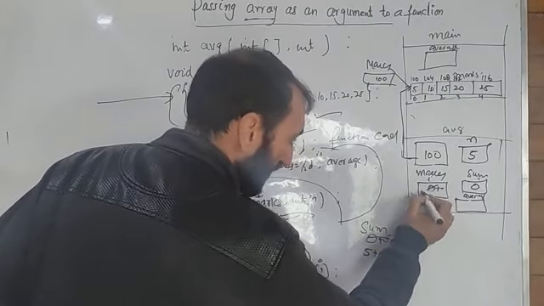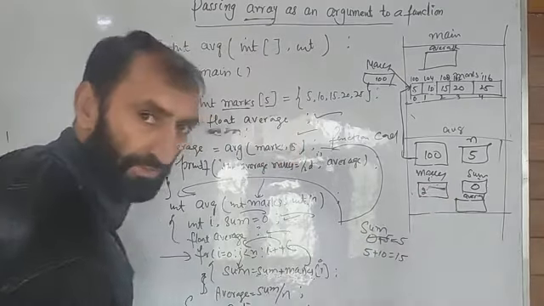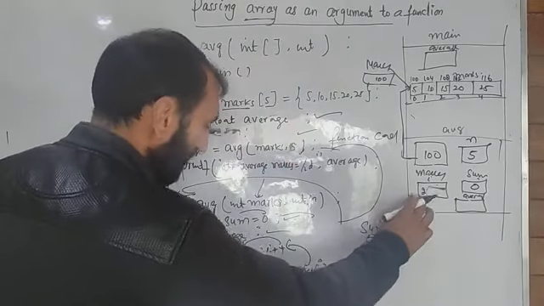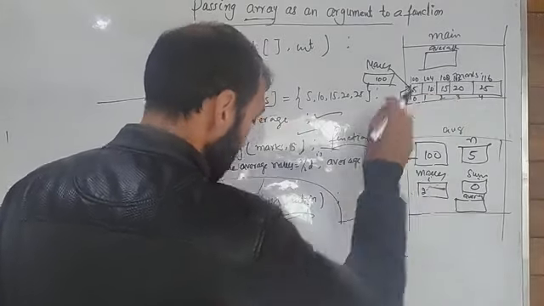Then i plus plus. i was 1, so it becomes 2. Now i points to the second location.